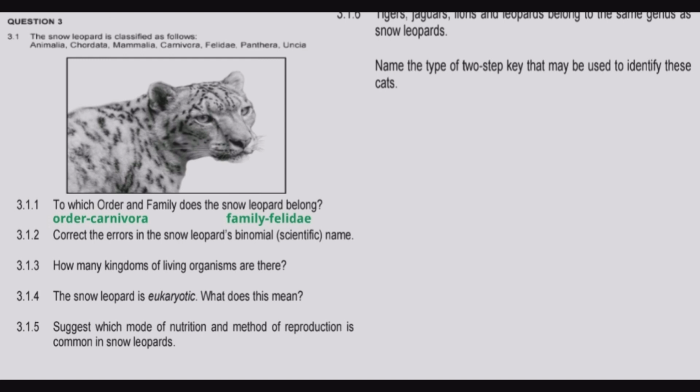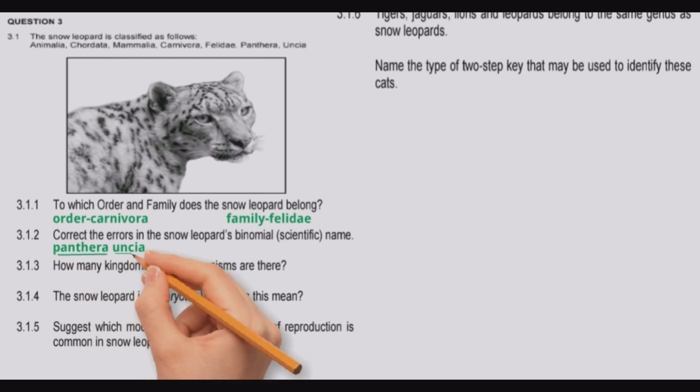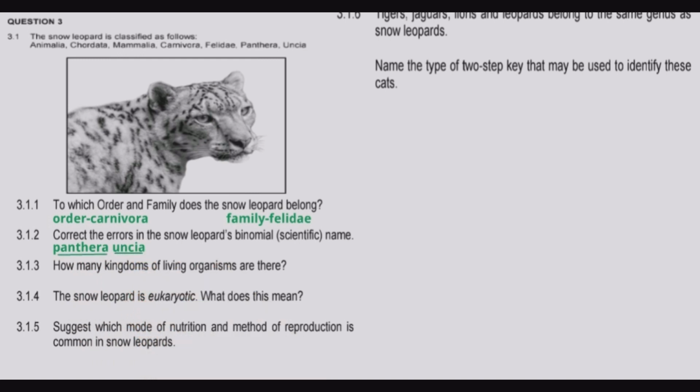Okay, we come to question 3.1.2. Okay, the question is, correct the errors in the snow leopard binomial, that is, scientific name. Correct the errors in the snow leopard binomial scientific name. Okay, so the answer to this question is Panthera uncia, where you write the species name in small letters, lowercase, and then you underline the entire name. You underline the entire name. Now when you're underlining, you need to make sure that you underline them separately. Don't underline them as one. You underline Panthera alone and uncia alone.